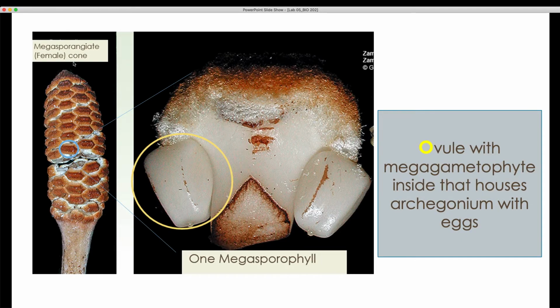So our megasporangiate cone, this is the female. Remember, mega means female. We have one megasporophyll off of that, and then we get an ovule with a megagametophyte. Inside of that ovule are going to be eggs. So the megagametophyte has archegonia as well. Inside of the archegonia are the eggs. It's just all microscopic.